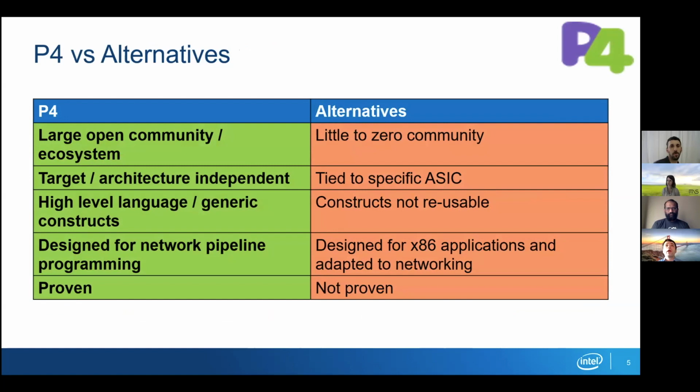Now, moving on to P4, I felt that it's important to highlight why we really chose P4. Sometimes I do hear from folks, well, you guys could have used Python or C, and I think Guy talked a little earlier about why they chose P4. To highlight this from my perspective, number one is the large open ecosystem around P4, where with alternatives there really is little to zero community, whether it's common languages or languages that are being designed specifically for data plane programming. Number two, having target and architecture independence, which is a very important tenet of P4.